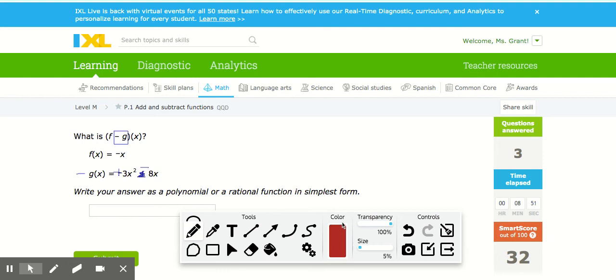Looking at this function, I'm taking a negative x and combining it with the other x term. Negative x plus negative 8x in total makes negative 9x. My x squared terms, well, I only had one in g of x, so nothing plus now a positive 3x squared leaves me with a positive 3x squared.